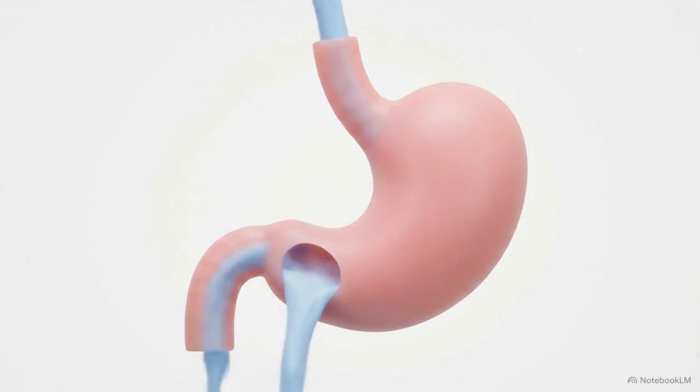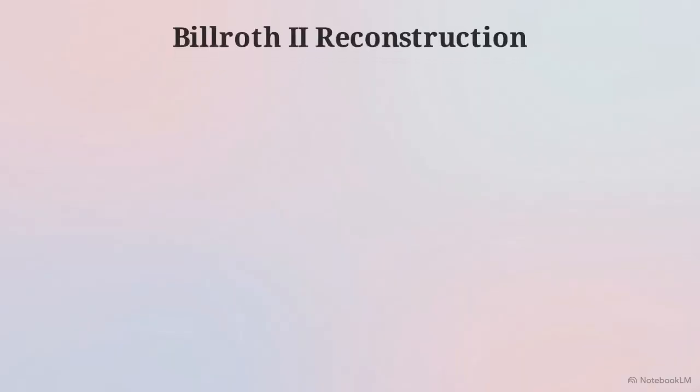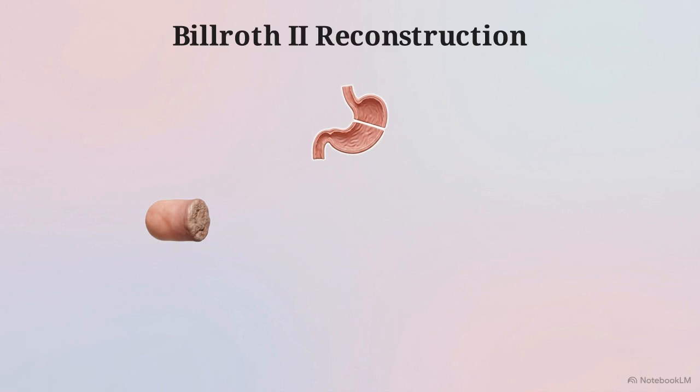balance of digestion. This diagram details the alternative approach, the Billroth II reconstruction. Here, the surgeon sutures the transected duodenal stump completely closed. The stomach is then connected directly to a pulled-up loop of jejunum. This architecture forces all ingested food to bypass the duodenum entirely, creating two operational pathways.